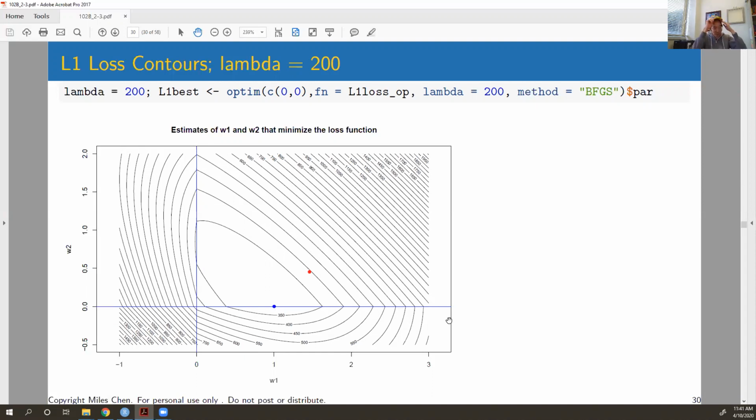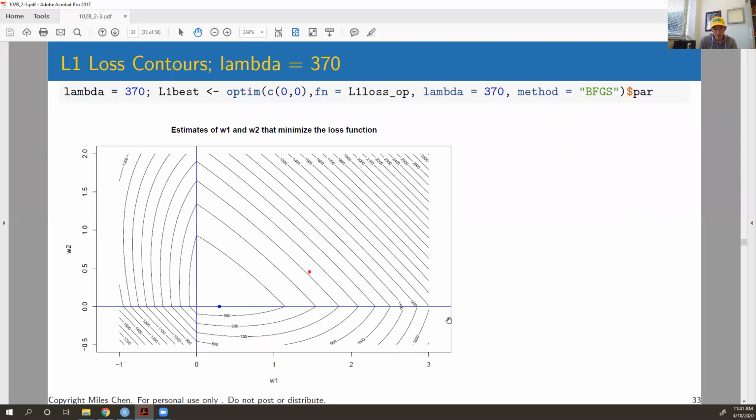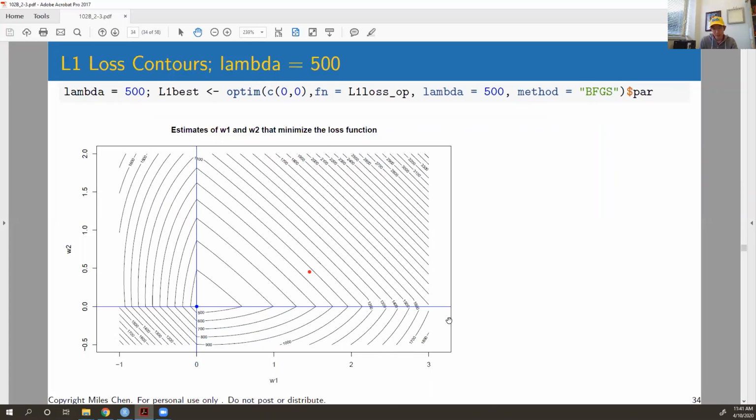And so I cannot reduce W2 anymore to get a smaller complexity. If I go negative, it's actually going to increase the complexity. So W2 is not going to go anywhere. But W1 can keep going down. So as I increase lambda even more, it keeps going down until lambda is around 500, and both coefficients have been reduced to 0.